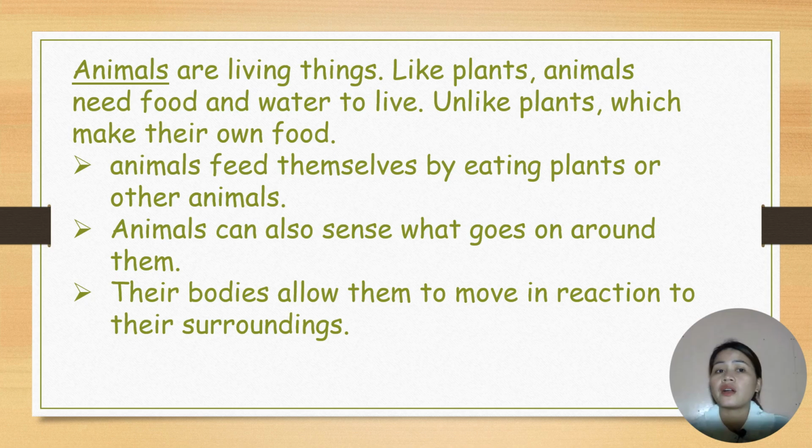So animals are also living things. Why do you say so? They are living things because, just like the plants, they also have life. Like plants, animals need food, water, and air. Plants make their own food, so the animals depend on the plants and other animals. Animals feed themselves by eating plants or other animals.